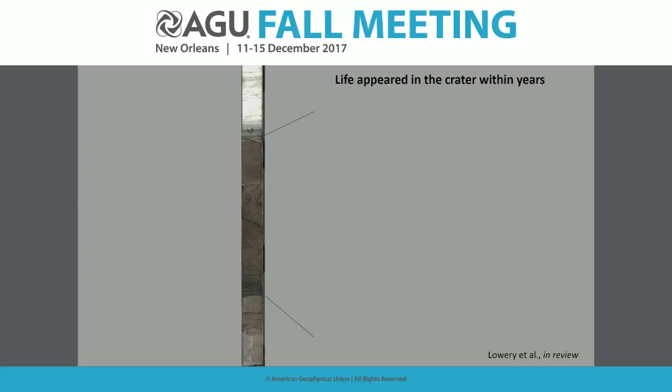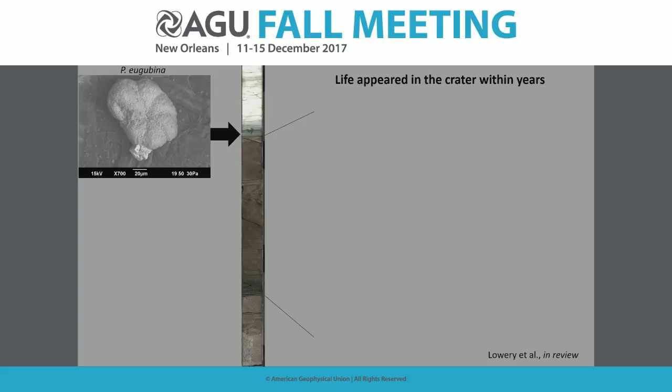we haven't seen a lot of core yet in this talk. This is the top of the impact breccia. And we have this 80 centimeter brown transitional unit. This is a fine grain micrite. And then we have this nice fine grain white limestone right above that.